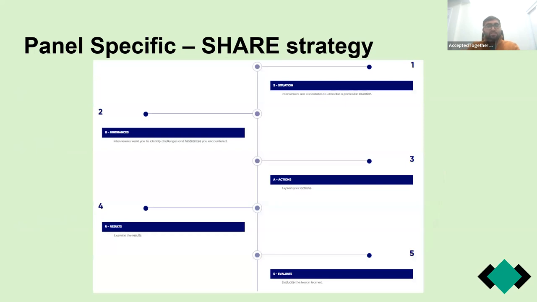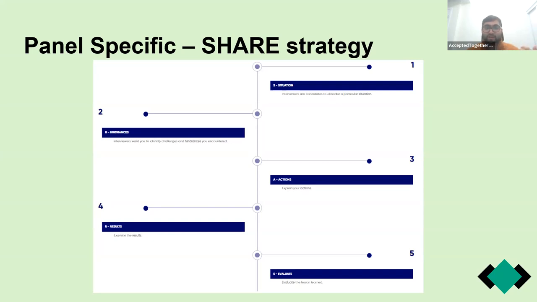So for panel specifics, these are a little bit more on the side of personal questions and things like that. So I wanted to share a specific strategy. Of course, although this is labeled as panel specific, you can use this for MMIs and other styles of interviews. The SHARE strategy I list here would be used mostly if you're sharing some kind of personal situation, when you're answering personal questions, like telling us about a time where you experienced a loss, a success, a conflict, and so on and so forth.